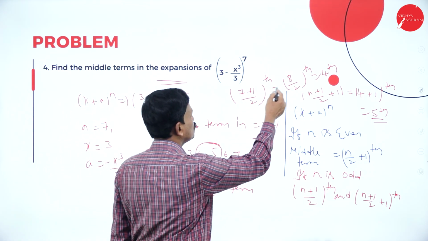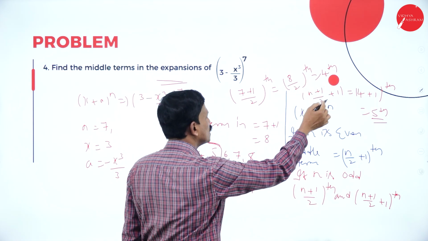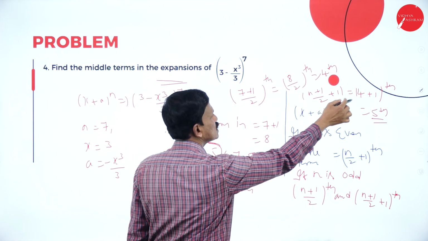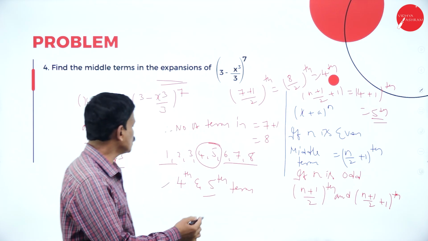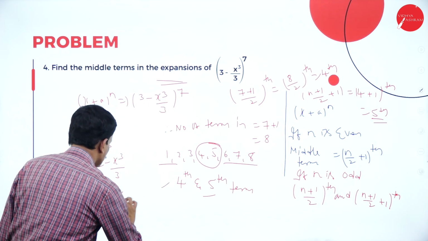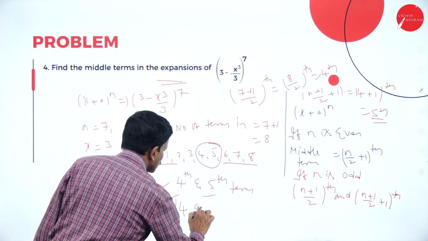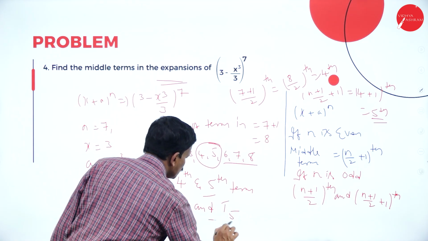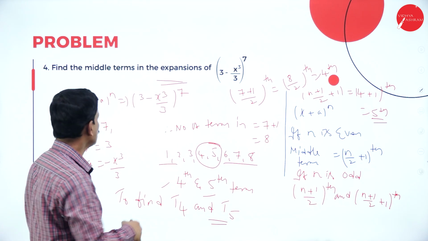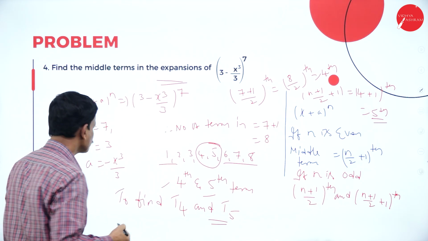See, (n plus 1) by 2 is 8 by 2, that is the 4th term. Again, 4 plus 1 is nothing but the 5th term. So, these are the two middle terms. What is required is to find T4 and T5. This is to be determined. Okay. Now, let us simplify this.